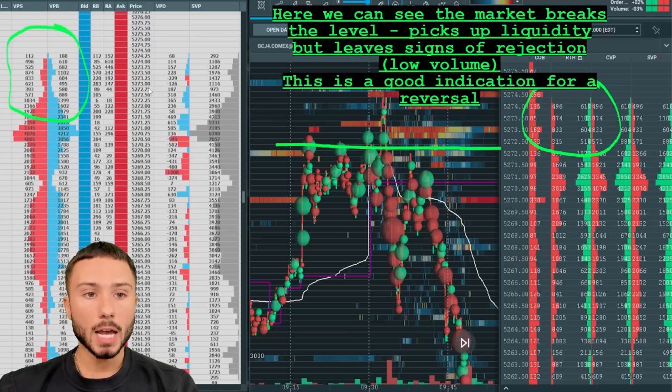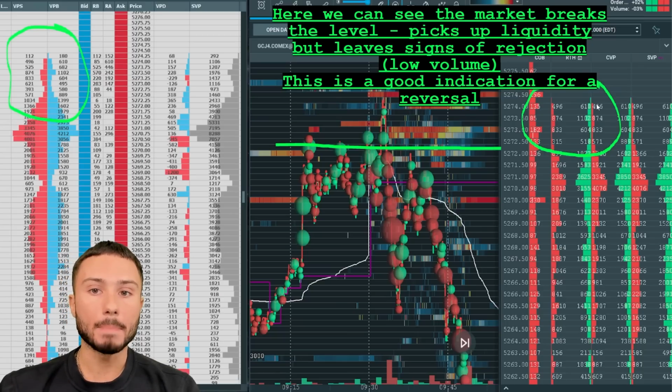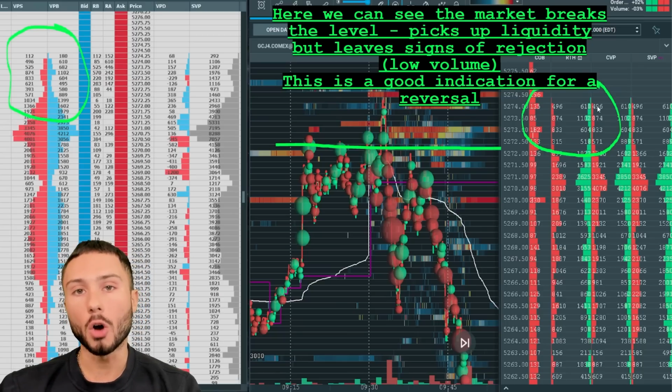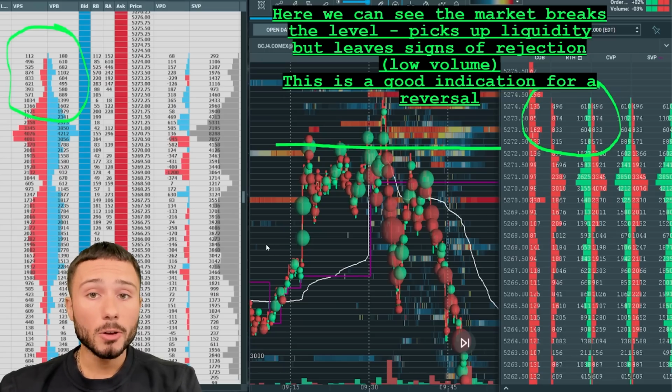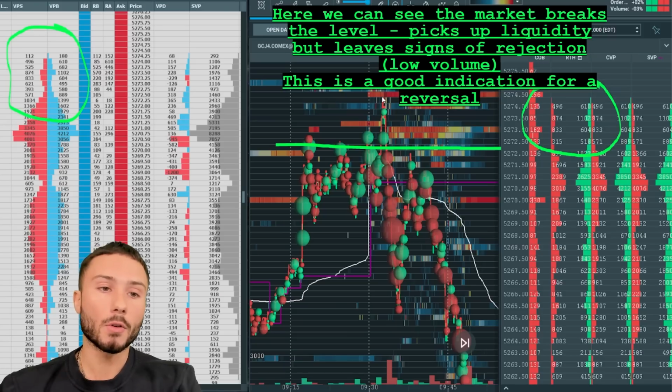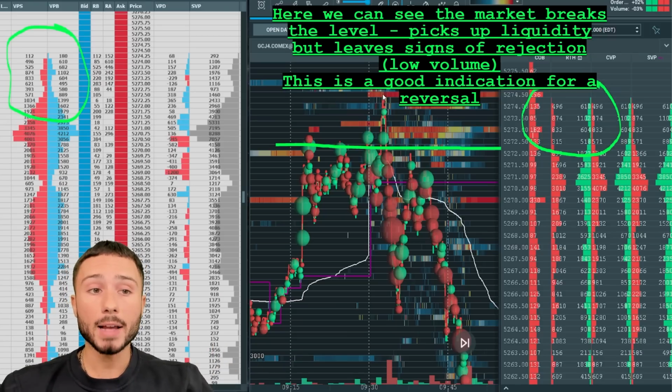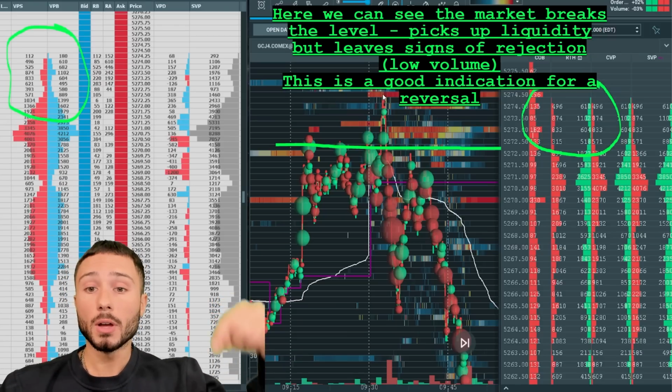So here 52.72 breaks. We could see it breaking on the depth of market at 52.72. We could also see it on the heat map of this green line. And as it breaks, it leaves a sign of rejection. What I mean by a rejection is there is low volume. When we see low volume, it means that the market is very illiquid, not a lot of volume. Nobody cares about the move coming up here. And it's a good indication the market may want to reverse, where we can look to capitalize on a short side reversal to the downside.